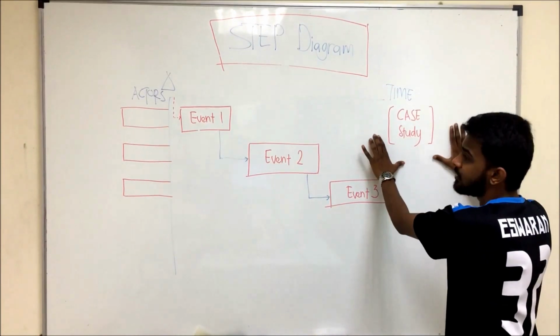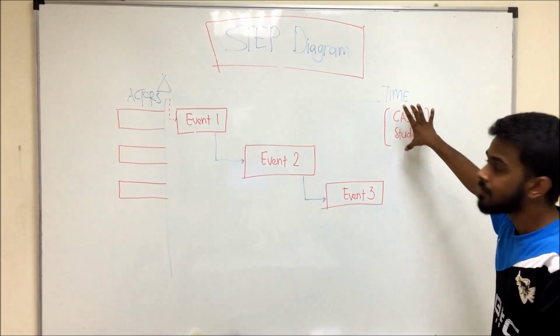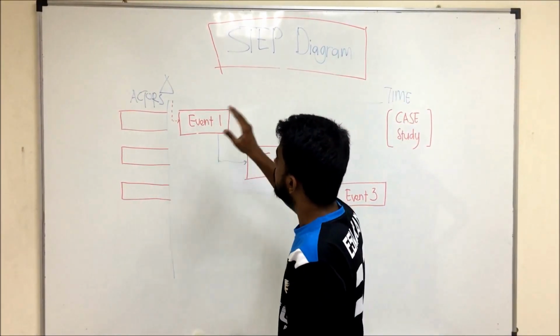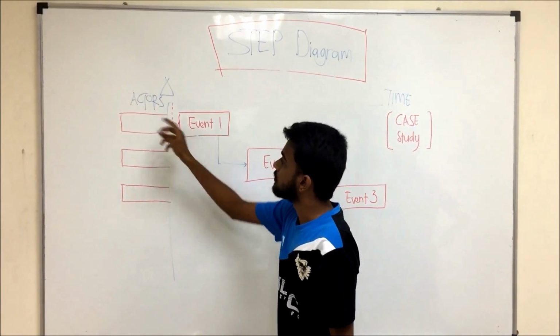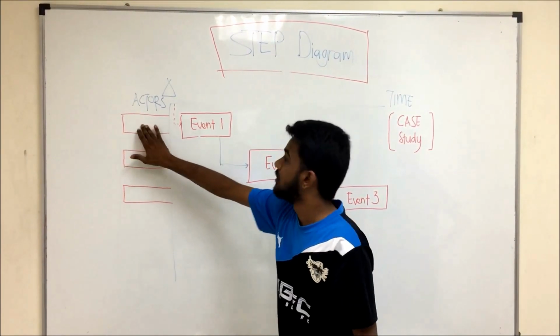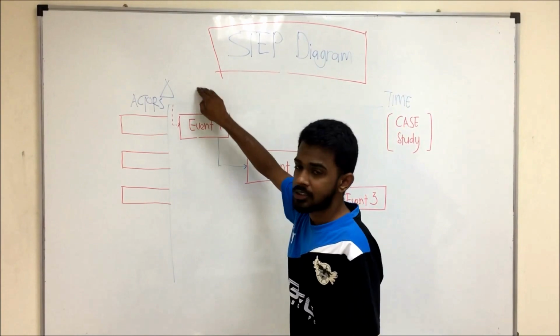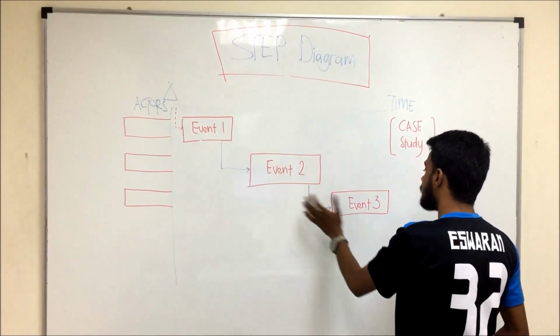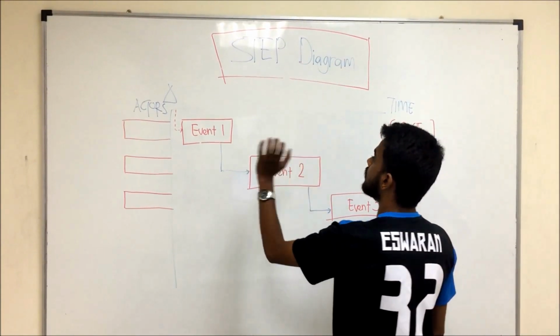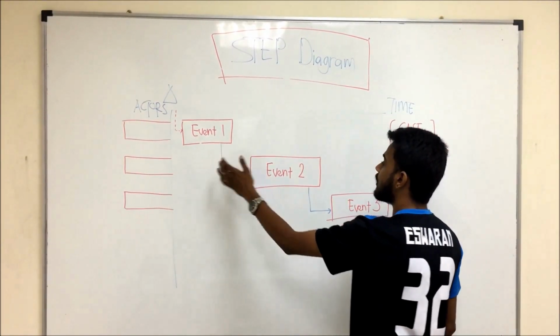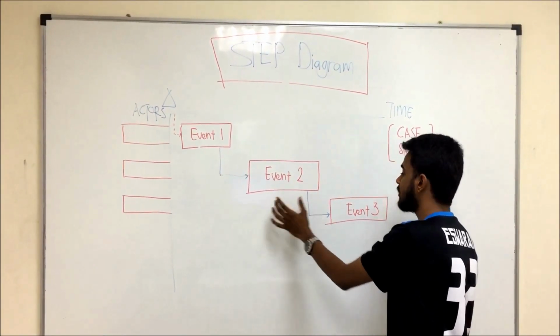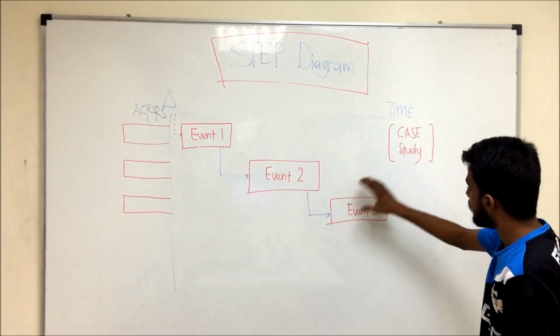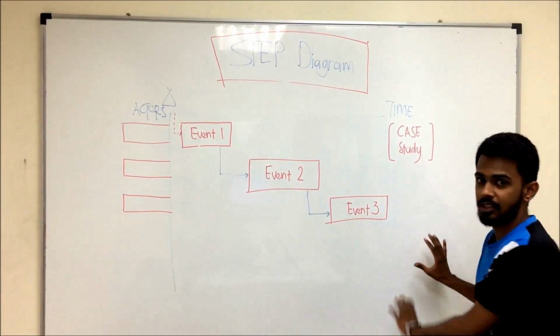So here is the case study. This will be the main problem. Event 1 is the first event that occurs, caused by the first actor at the earliest time frame. So the consequent events will be related to the first event. This first event causes the second event, and the second event causes the third event. After that, we will finally have our failure here.